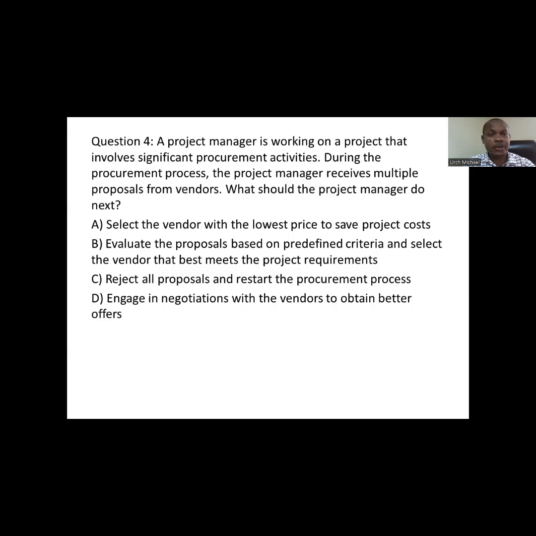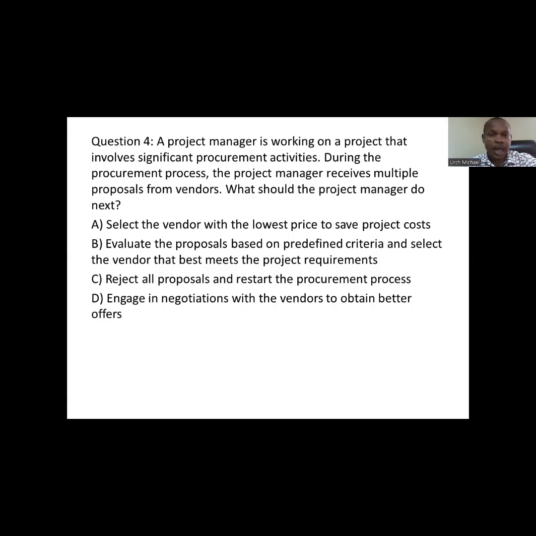So let's look at option A. Option A says, select the vendor with the lowest price to save project cost. Yes, you may select the vendor with the lowest price, but the vendor may not deliver. So it's not just the lowest price. You want a vendor that will be reliable. You want a vendor with a high level of experience. You want a vendor that you can actually trust. That's also a good option. It's one of the criteria, but let's look at others.